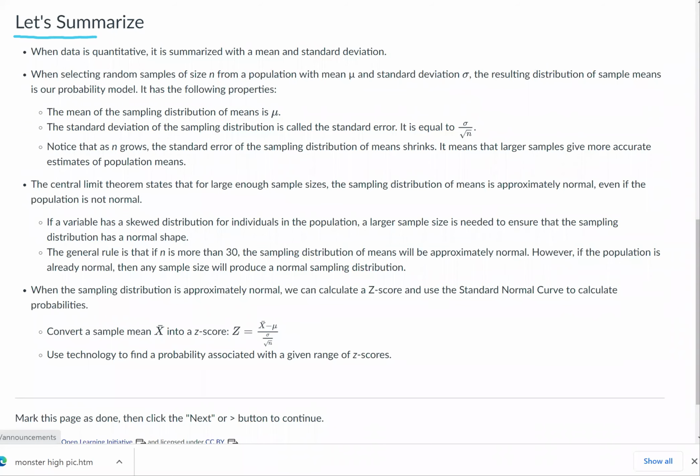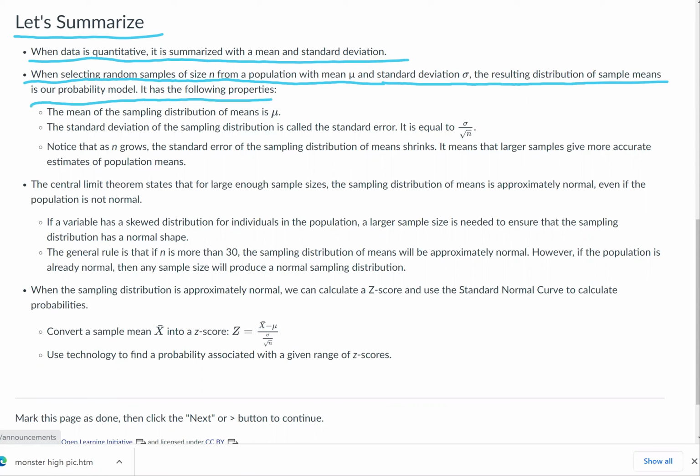Now that we've finished this module, let's summarize what we learned in module 20, the beginning of this unit. First, when data is quantitative, it's summarized with a mean and a standard deviation as opposed to a population proportion. Secondly, when selecting random samples of size n from a population with mean mu and standard deviation sigma, the resulting distribution of sample means is our probability model. It has the following properties.